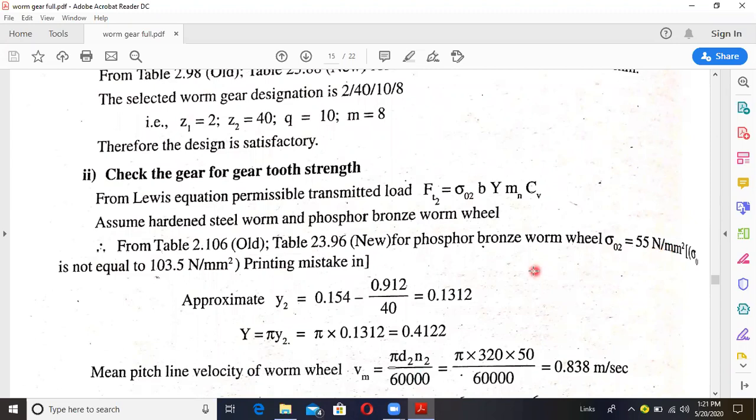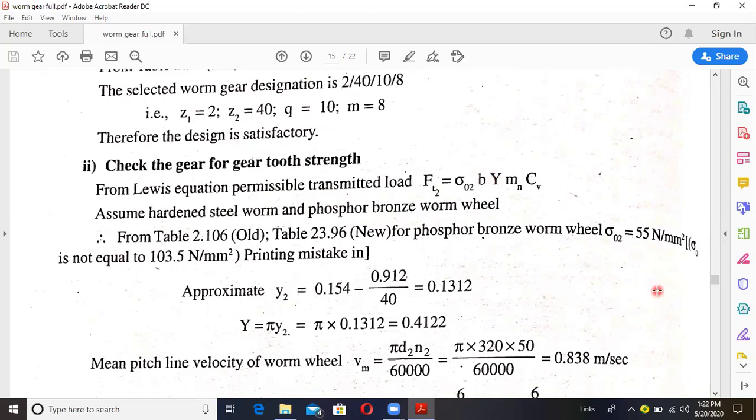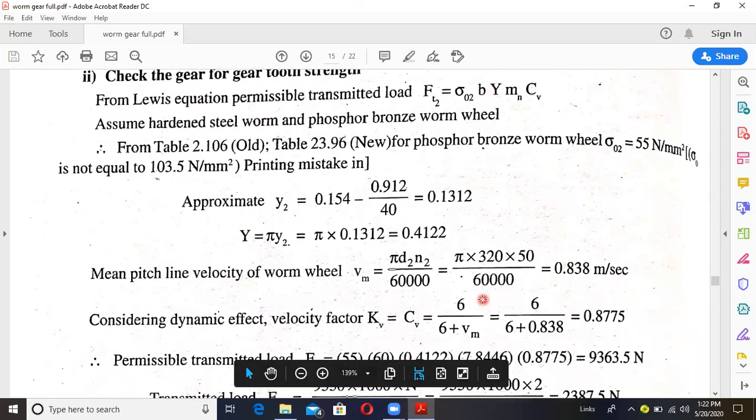And in the data book it is 103.5. It is a printing mistake. So instead of 103, you have to take 55 Newton per mm square. Now sigma naught 2 is over. B in the previous step you have calculated, you got 60, and now we have to calculate capital Y.